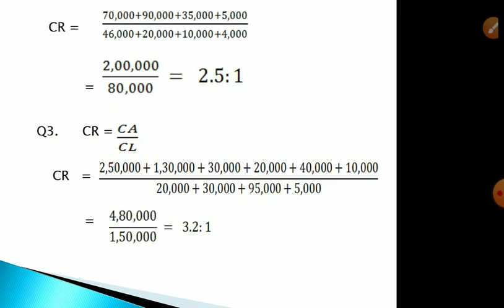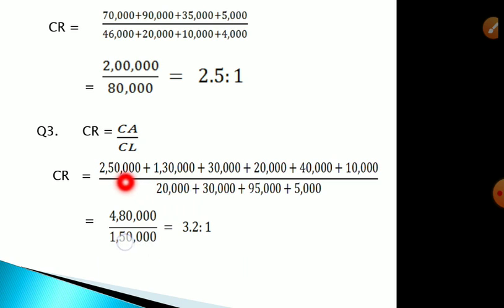Accrued income, current assets. Short-term provision, current liability. Short-term borrowings, mentioned in bracket as bank overdraft, so we'll take it as current liability. Trade payables, current liability. Expenses payable, current liability. So the formula is current ratio equals current assets by current liability.